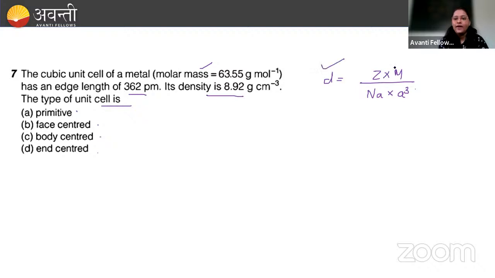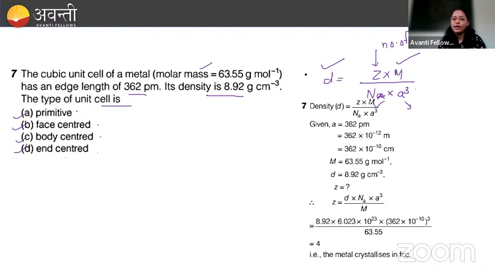Now we have been given density, we have been given the molar mass, we know the Avogadro's number, we know the edge length here, 362 picometer. We can easily find out how many atoms are present in the given unit cell, right? As soon as we know how many atoms are present, we can easily say which type of unit cell it may be, whether it is primitive, face-centered, body-centered, or edge-centered. So see, density is equal to Z M by Na a cube. This a value was given in picometer, I have converted into meter, and later on into centimeter, right? So this is our final a.